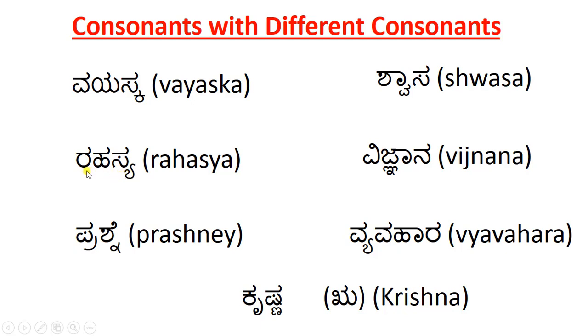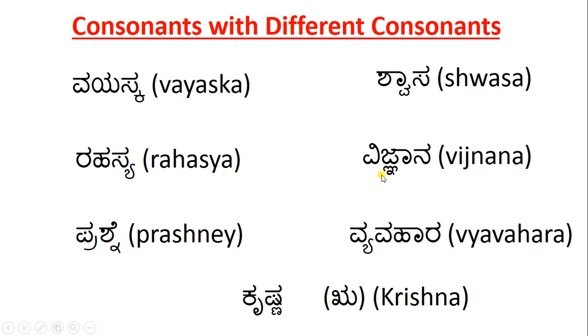The third one, rahasya. Raha, and this is sa, and for sa we have written the ya symbol. Rahasya means secret in English. If you see here, raha, sa, and this is the symbol of ya. So it would be rahasya.